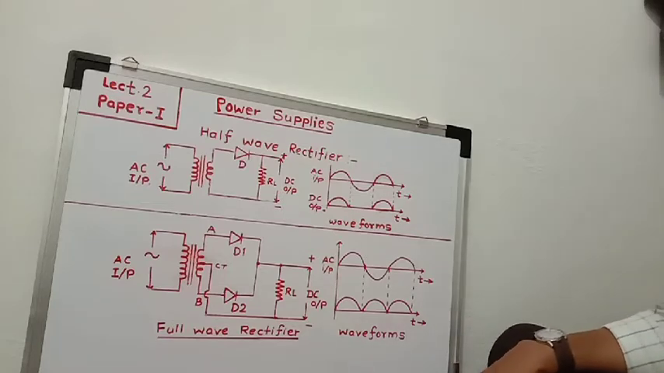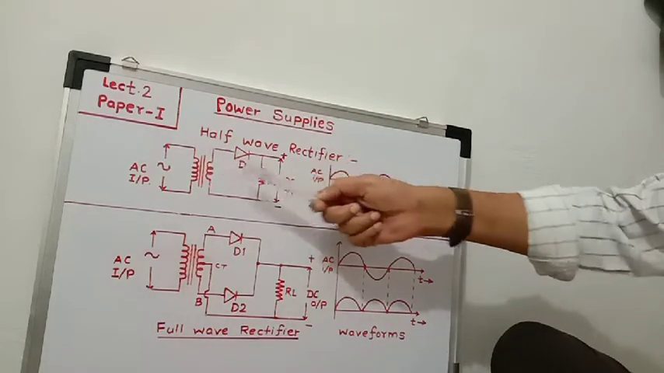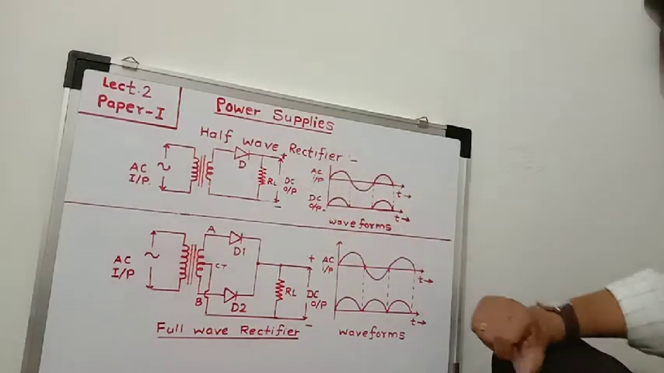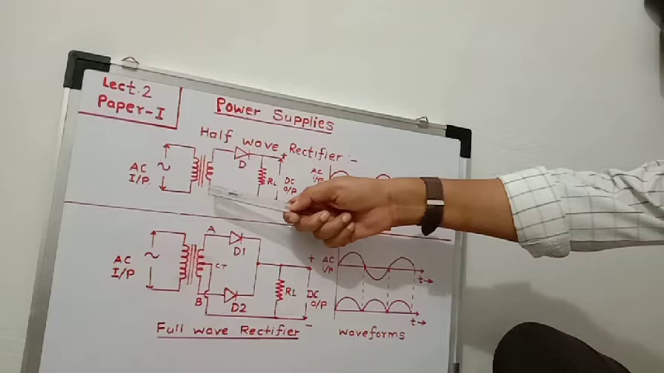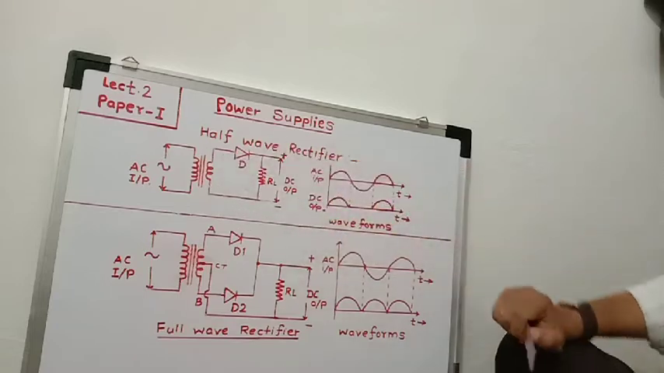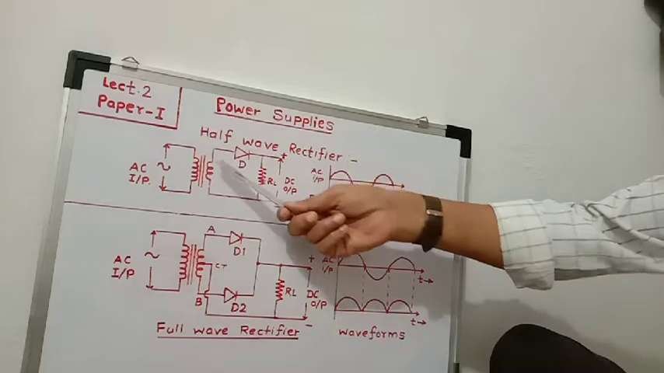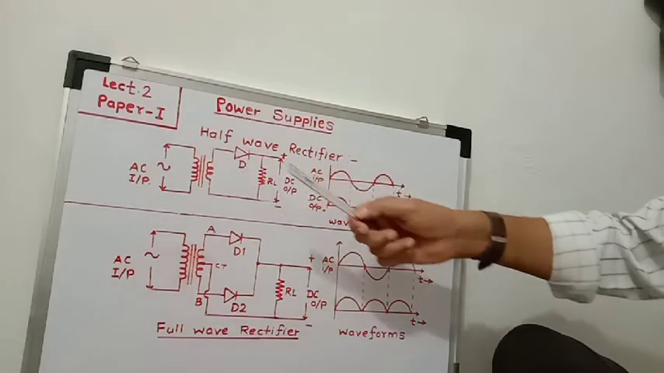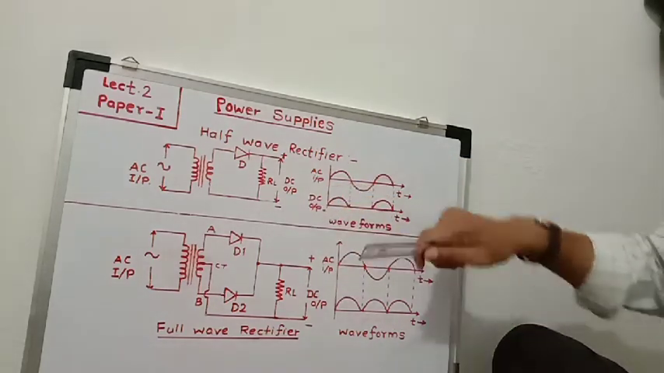So what is peak inverse voltage? Peak inverse voltage is the full secondary voltage which appears across the diode when it is reverse bias. When the diode is reverse bias, the full secondary voltage appears across the diode, and this voltage is called peak inverse voltage. So it is the maximum reverse voltage across the diode. The diode should withstand this voltage without damaging.